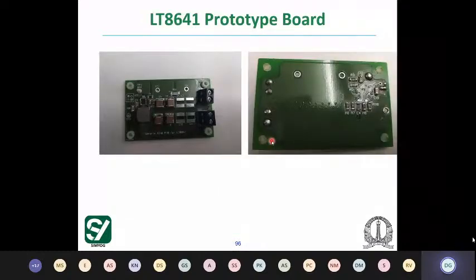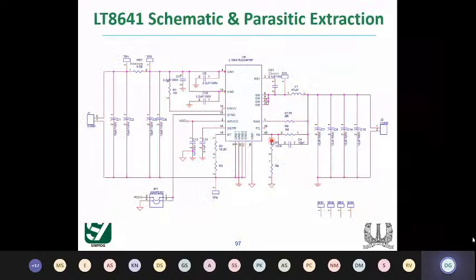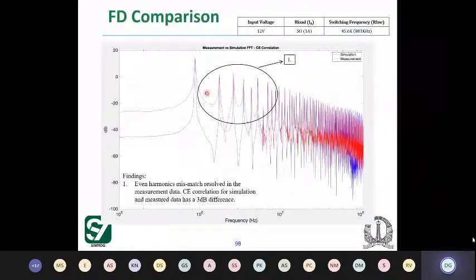This is an LT8641 IC. It's from Analog Devices. We purchased this IC and made a PCB to change the operating conditions. And this is the schematic diagram of that design. And this is some work done by Suraj, Anand, Leela, Bibhu, and others, right?